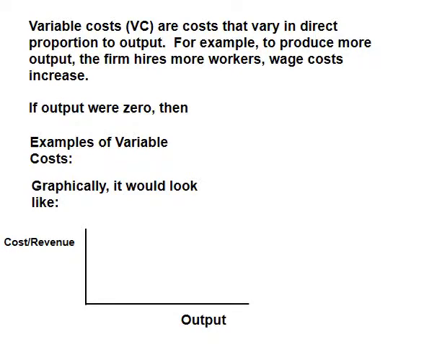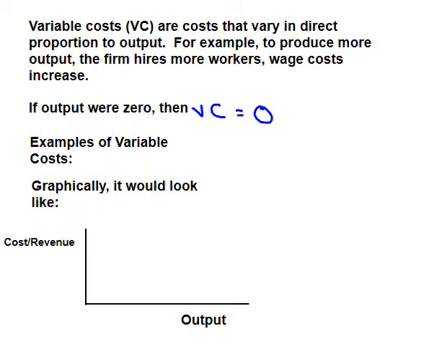Variable costs are costs that vary in direct proportion to output. So in other words, as you produce more, your variable costs will go up. So to produce more output, in this case the firm hires more workers and the wage costs increase. If output were zero, then what would variable costs be? Variable costs would also equal zero.